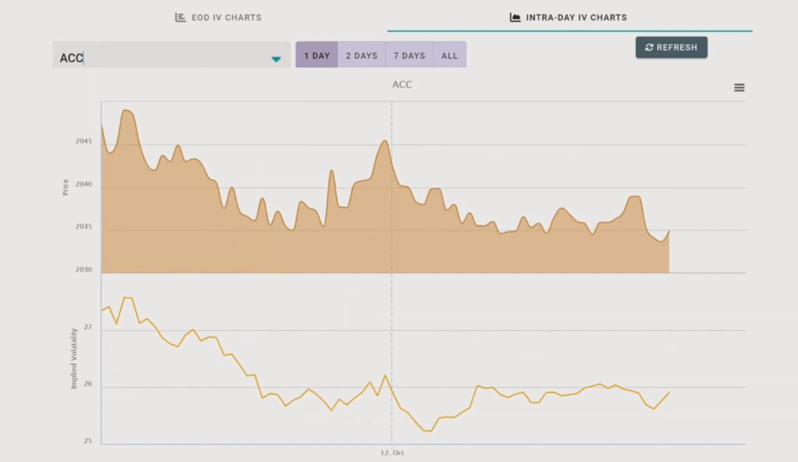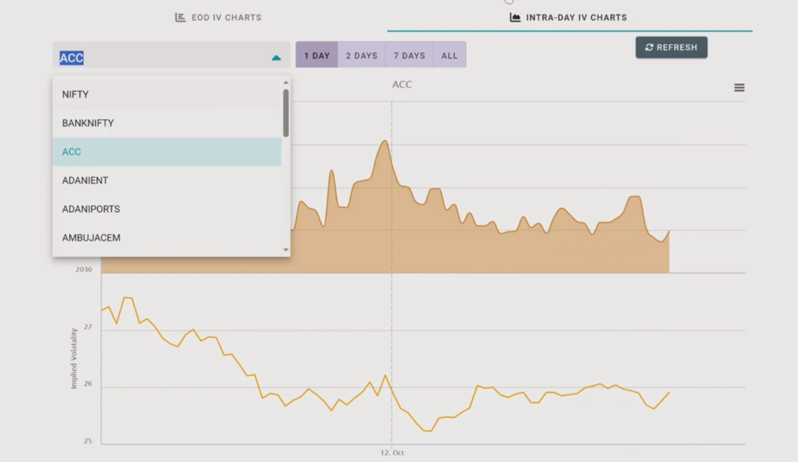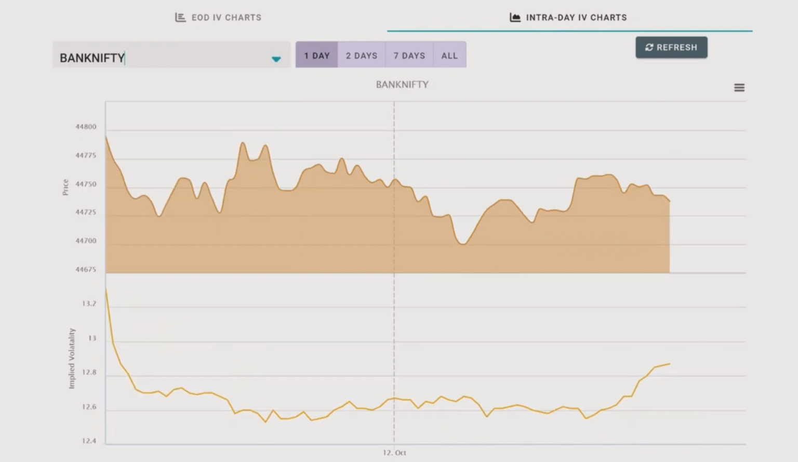You can look at ACC, for example. ACC started at about 27 in the morning and then has gone down at the close of day today to 25.76. Bank Nifty, same thing. We can look at where it started off. This is where it started out, 13.32, and ended here at 12.86.